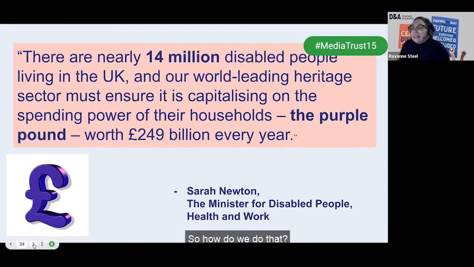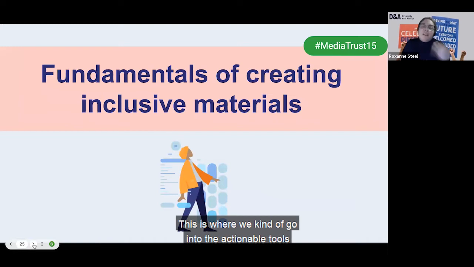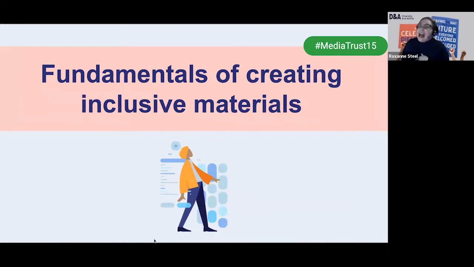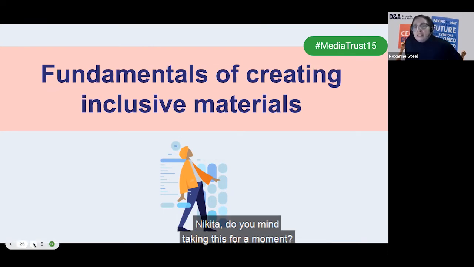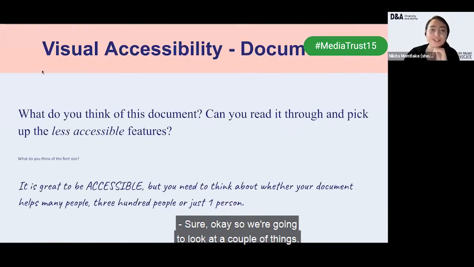So how do we do that? This is where we go into the actionable tools, and then it's over to you for questions. Nikita, do you mind taking this for a moment? Sure. Okay, so we're going to look at a couple of things.